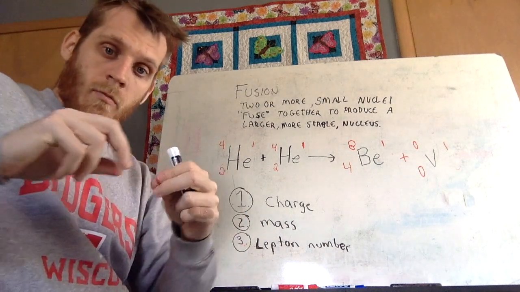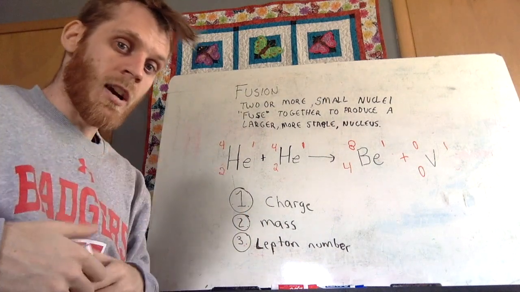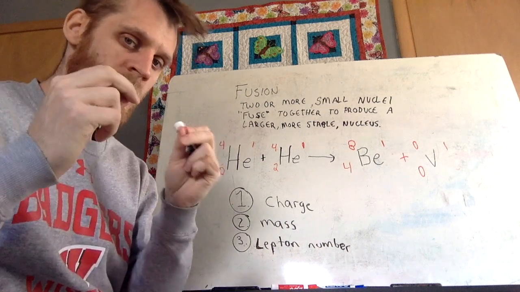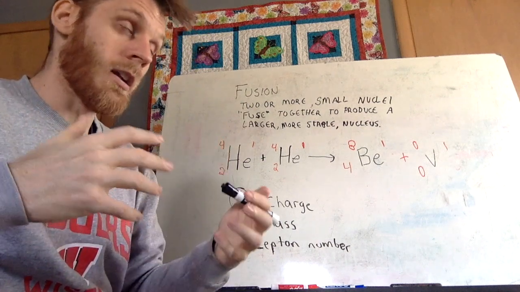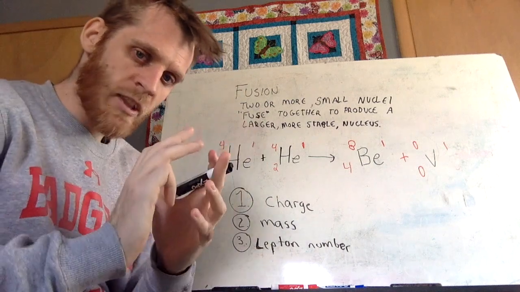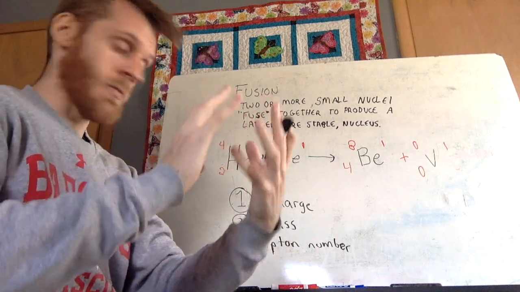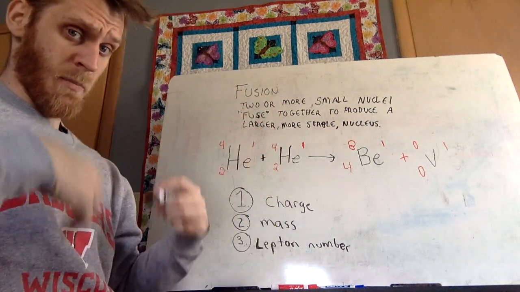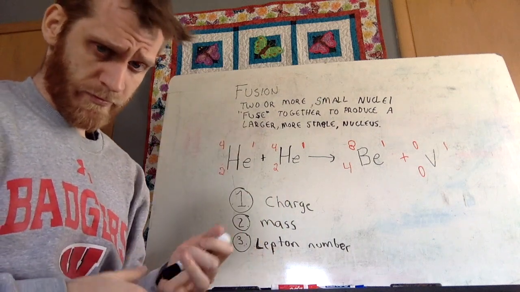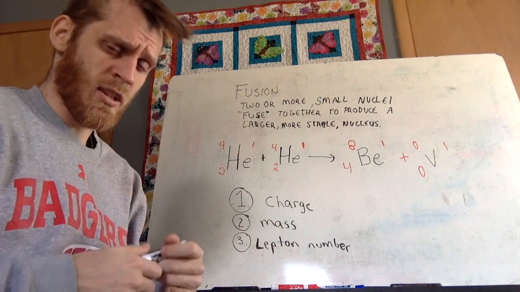Now, fusion occurs in our sun. That's how particles are created. So hydrogen is the first particle fused together to make helium. Then the helium fuses together to make bigger elements, and then bigger and bigger elements. And once iron is reached, that's usually the death of a star.